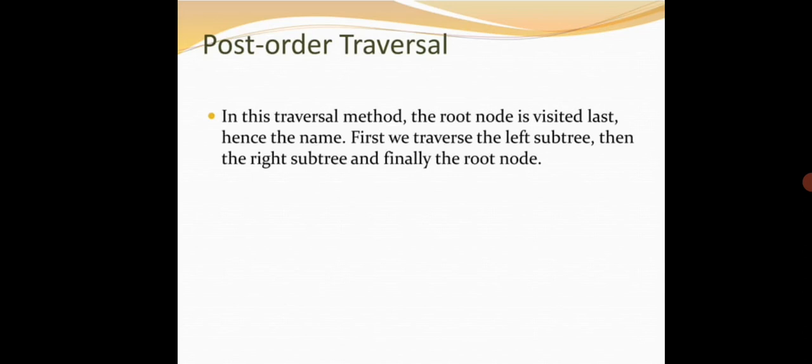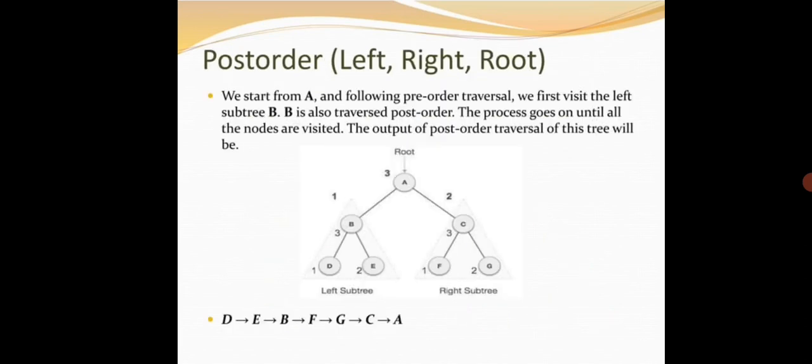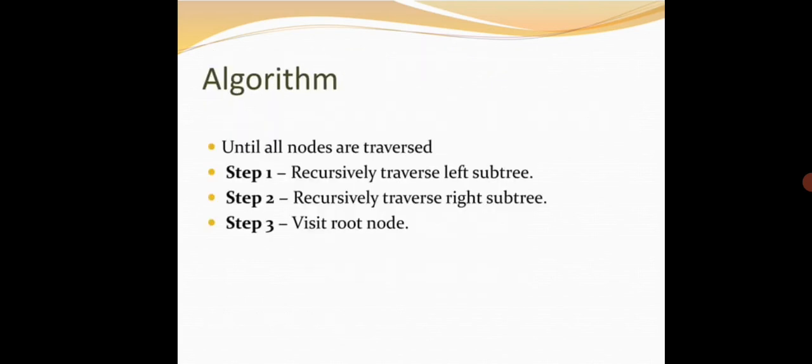Next step, we should recursively traverse the left subtree. Step 3, recursively traverse the right subtree. Post-order traversal. In this traversal method, the root node is visited last, hence the name post-order traversal. First we traverse the left subtree, then the right subtree, and finally the root node. Post-order traversal: left, right and root.